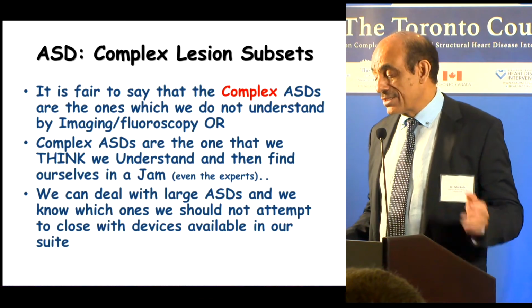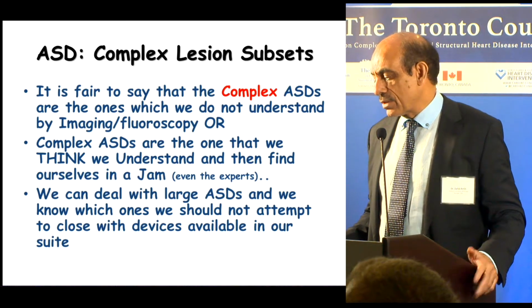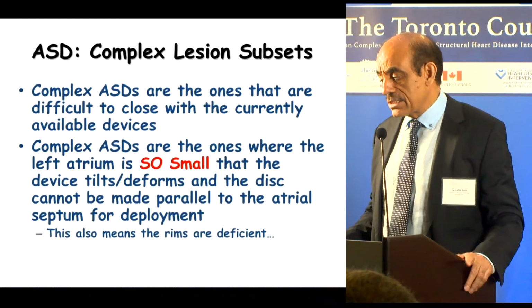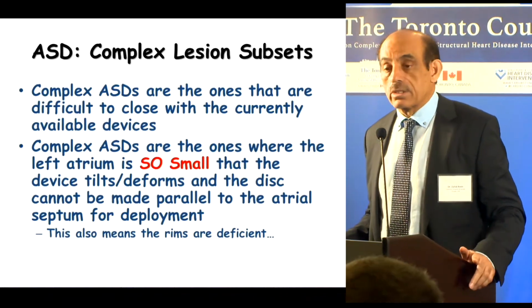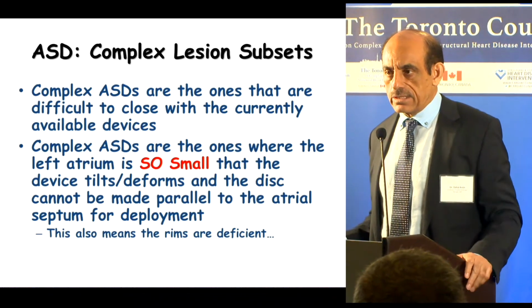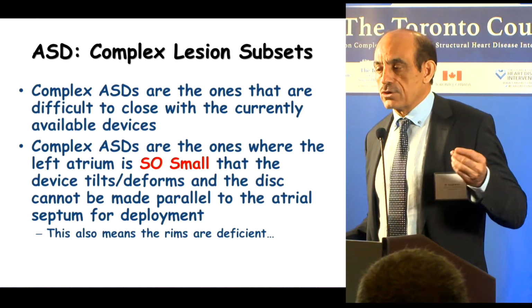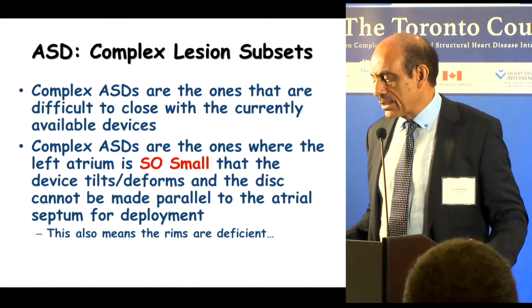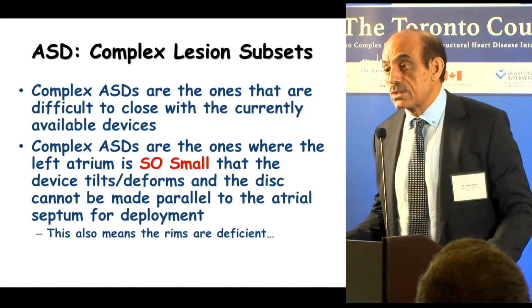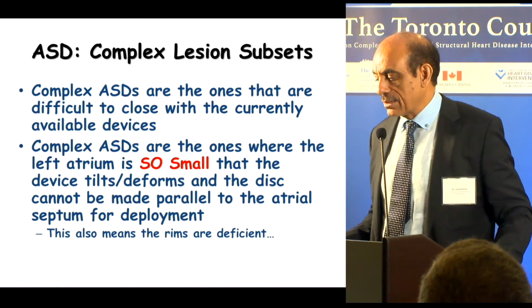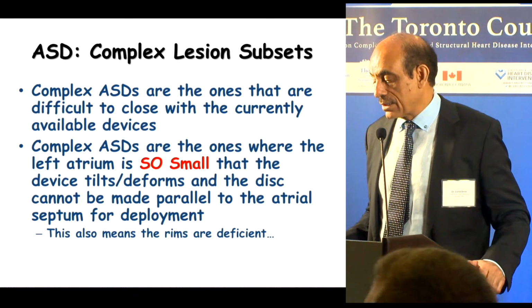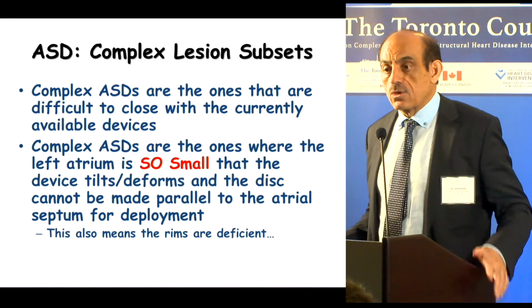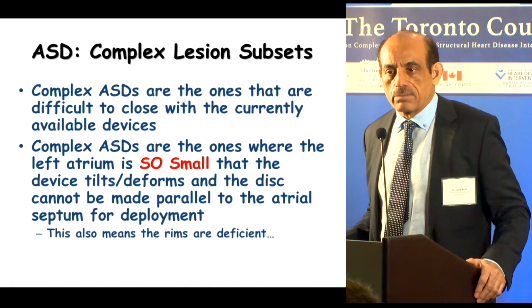And then we can deal with large ASDs. That's easy, and we know which ones we should not attempt to close with devices available in our suite. Complex ASDs are the ones that are difficult to close with the currently available devices. If you find a device that can close a defect with very, very short rims, you are going to do it, and they will be no more complex. Complex ASDs are the ones where the left atrium is so small that the device tilts or deforms and the discs cannot be made parallel to the atrial septum for deployment. This also means the rims in these type of patients may be deficient.